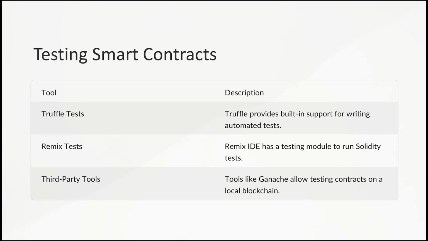You can test your smart contracts using Truffle Test. Truffle provides built-in support for writing automated tests. Remix Test has a testing module to run Solidity tests. Third-party tools like Ganache allow testing contracts on a local blockchain.